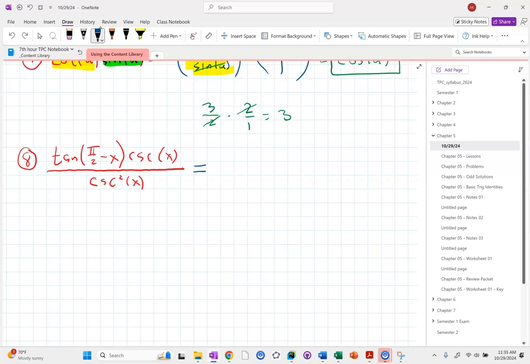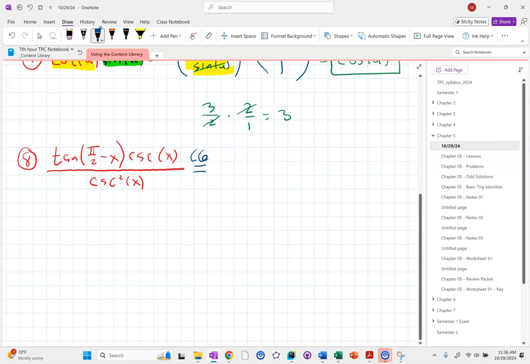You're on the wrong page. So look at the cofunction identities, Gabby. Look at the cofunction identities. Would it be C3? Do you have cotangent of pi over 2 minus x? It could be C6. That's the one you want, yes.